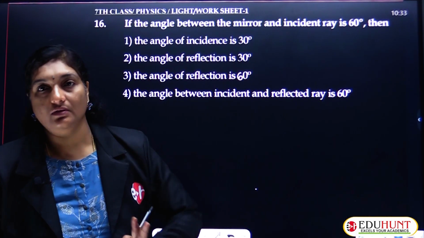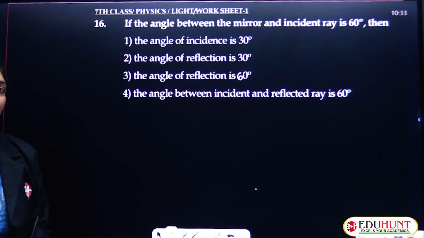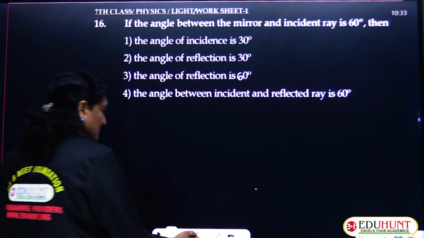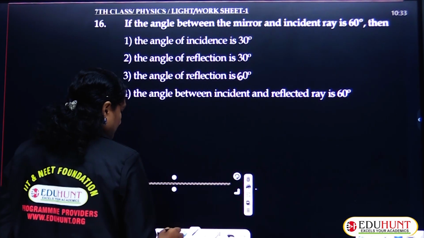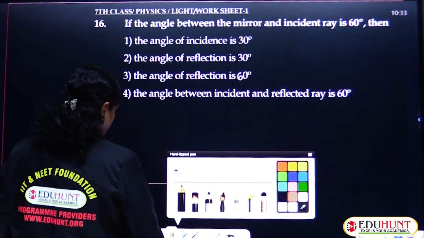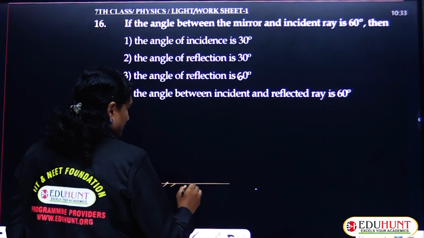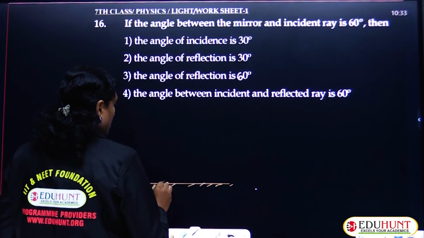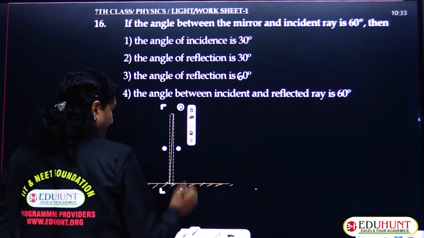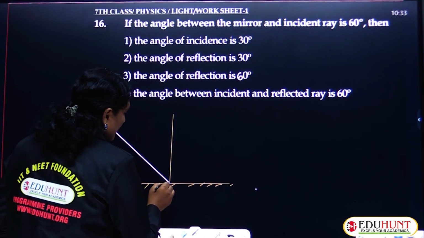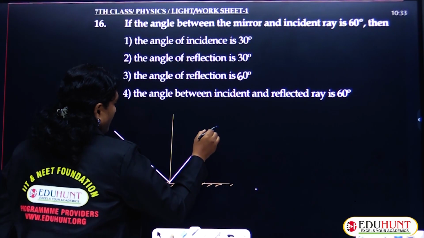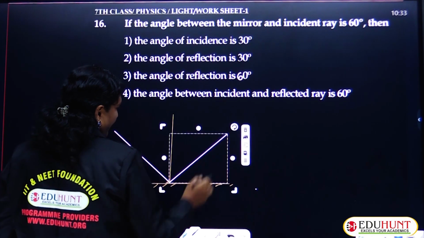So in order to solve this, let us first of all picturize the given concept. So, here we go. Let us take a mirror. Let a normal be drawn to this mirror, and this might be some incident ray, and here we go with a reflected ray on a plane surface.